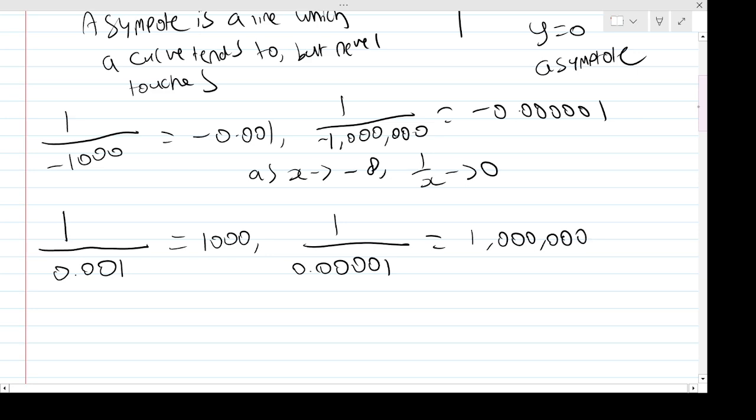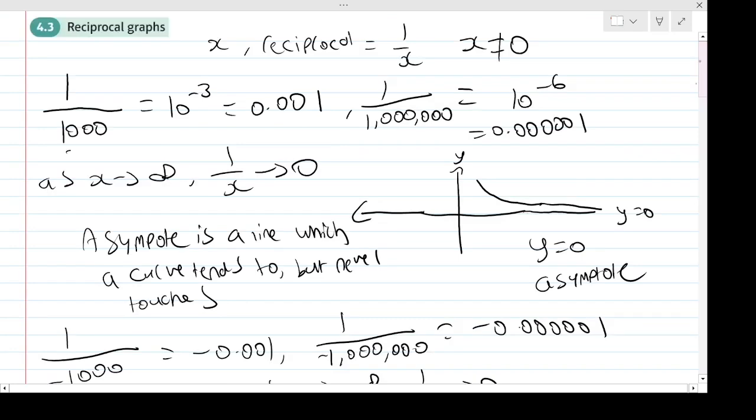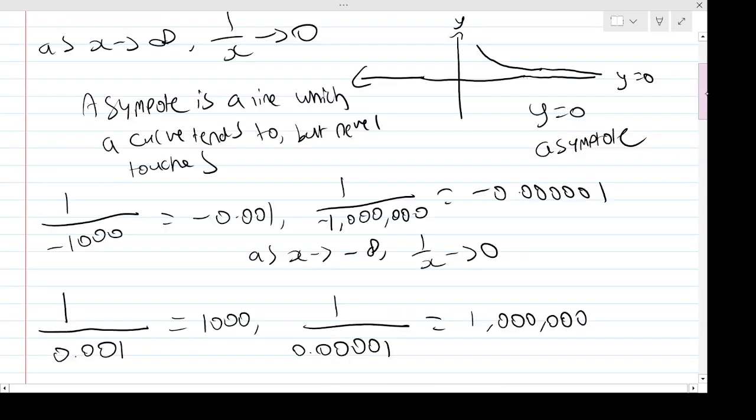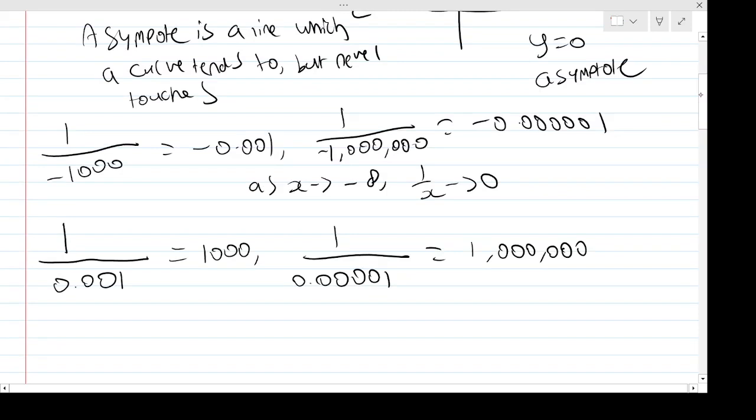So instead of going, when we pick really big values of x for the denominator, it goes to 0. Now we're picking really small values that are close to 0, and now they're getting really big numbers as a result. So we're going from 1,000, then if you pick even smaller numbers that are close to 0, you get a million. And hopefully, again, you're going to notice that as x tends to 0, this reciprocal fraction is going to get really big, and so that's going to go towards infinity.